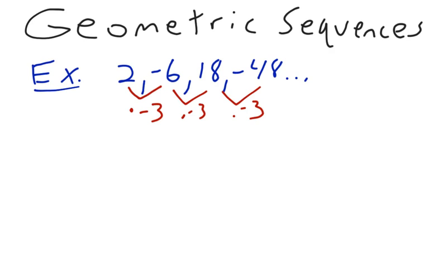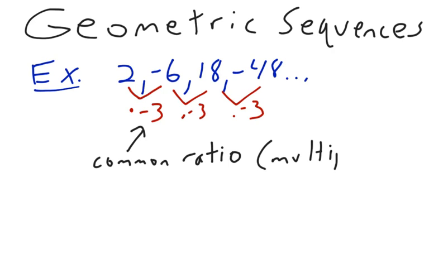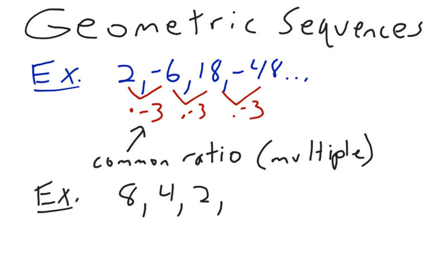This number, this -3, is known as our common ratio. And it's always going to be a multiple. It's not a division. It's always a multiple. So even if you were getting smaller, like let's do one more example. For instance, if we had 8 and then 4 and then 2 and then 1... In this example, it's getting smaller, so don't say it's divided by 2 because we need to do a multiple.